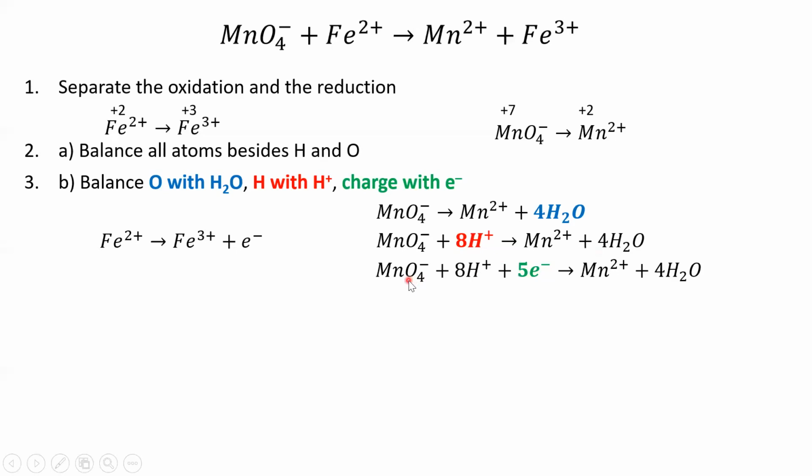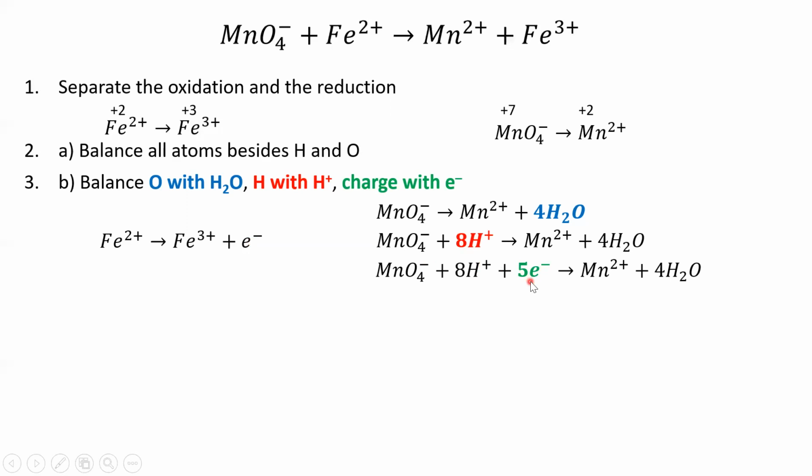So now we've got a -1, and a -5, that gives us a -6, and a +8, that gives us a +2 on this side to go along with a +2 on this side. Now our charges are balanced. So we balanced oxygen by adding water, balanced hydrogen by adding hydrogen ions, and balanced charge by adding electrons. Now, in the oxidation, we're losing 1 electron, but in the reduction, we're gaining 5.